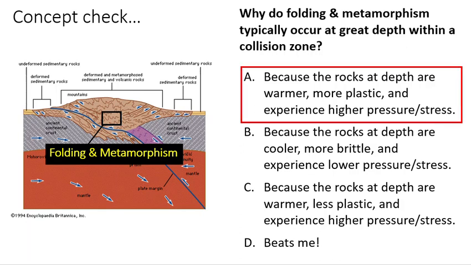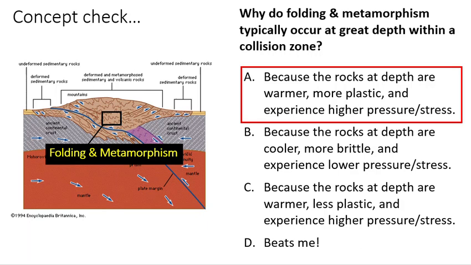It's A. Folding and metamorphism dominate at depth because the rocks down there are warmer and under higher pressure, and as a result, they're more plastic. And if you think about it, when you go deep below Earth's surface, you get higher pressures and higher temperatures. Those are, of course, the exact conditions that you need for metamorphism. So it really is no surprise that we tend to see folding and metamorphism at depth versus faulting at the surface within a collision zone.